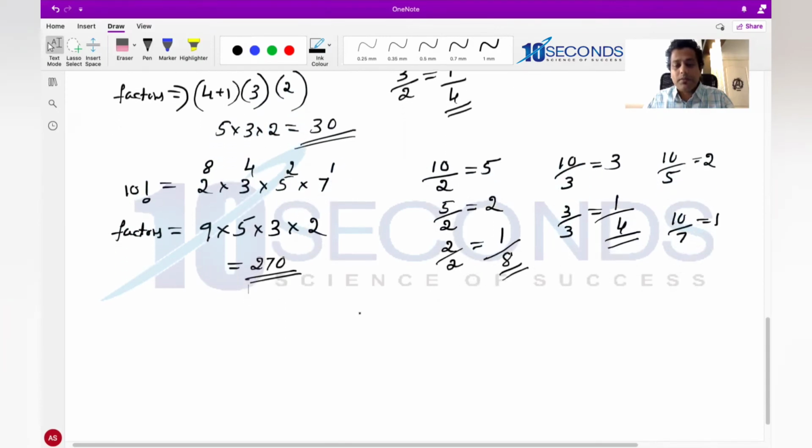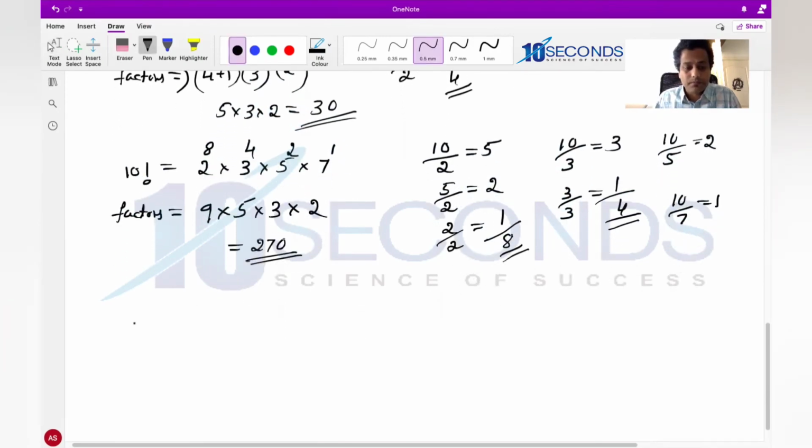Okay, let me take 15 first, then 25. Let me complete 15 factorial first, before I take 25 factorial. 15 factorial, how many prime numbers? 2, followed by 3, followed by 5, followed by 7. 11 is a prime number, 13 also a prime number.